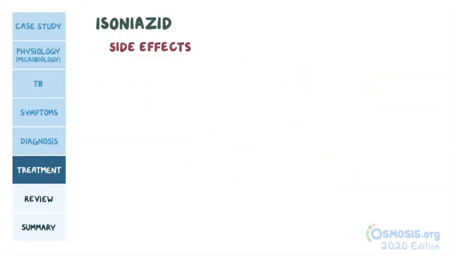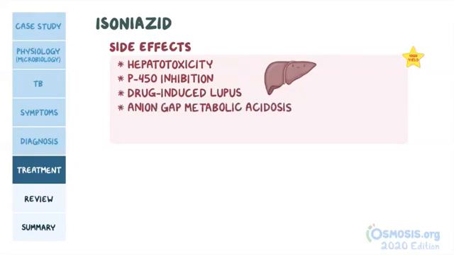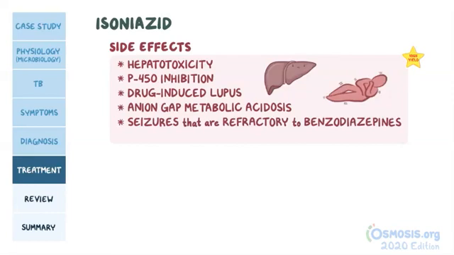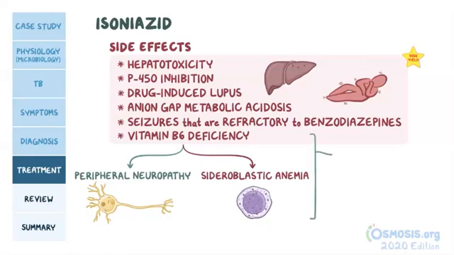Some of its side effects include hepatotoxicity, P450 inhibition, drug-induced lupus, anion gap metabolic acidosis, and seizures that are refractory to benzodiazepines. Now, it can also cause vitamin B6 deficiency, which can lead to peripheral neuropathy and sideroblastic anemia. This is why isoniazid is administered at the same time with pyridoxine, which is a B6 vitamin.